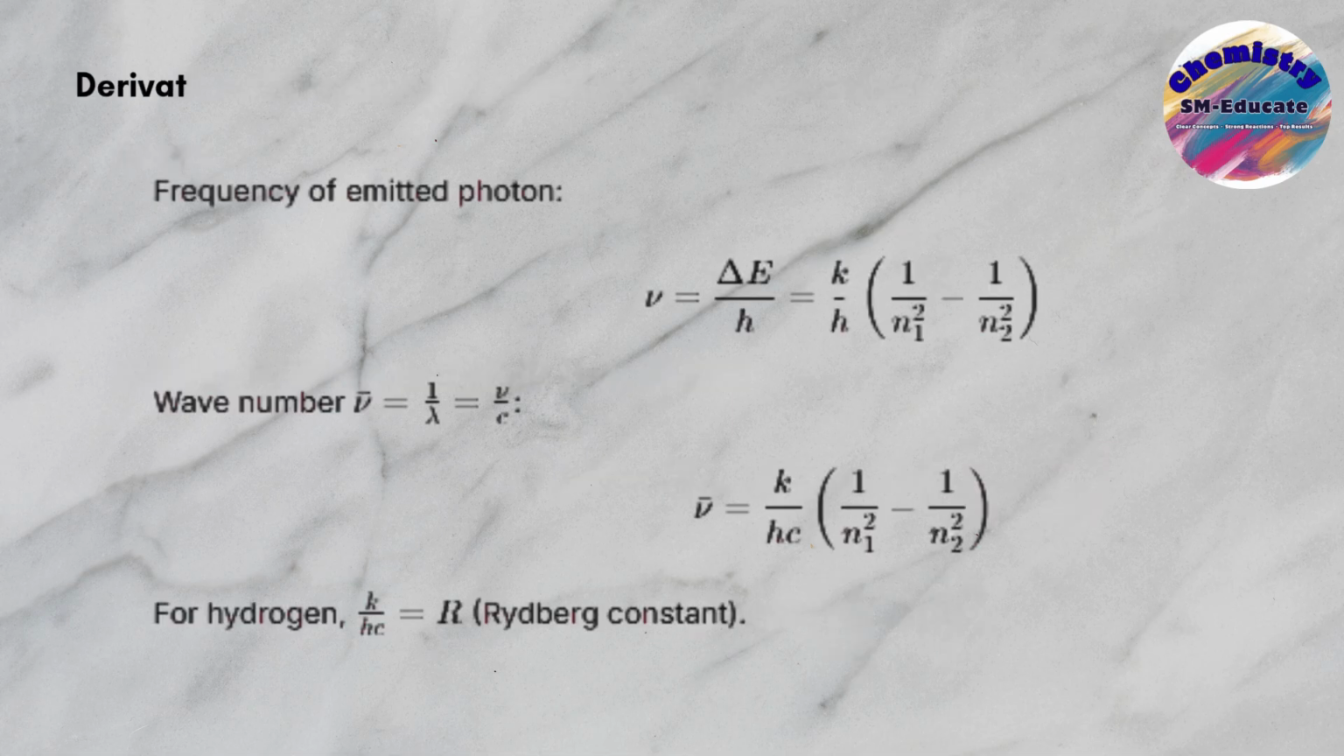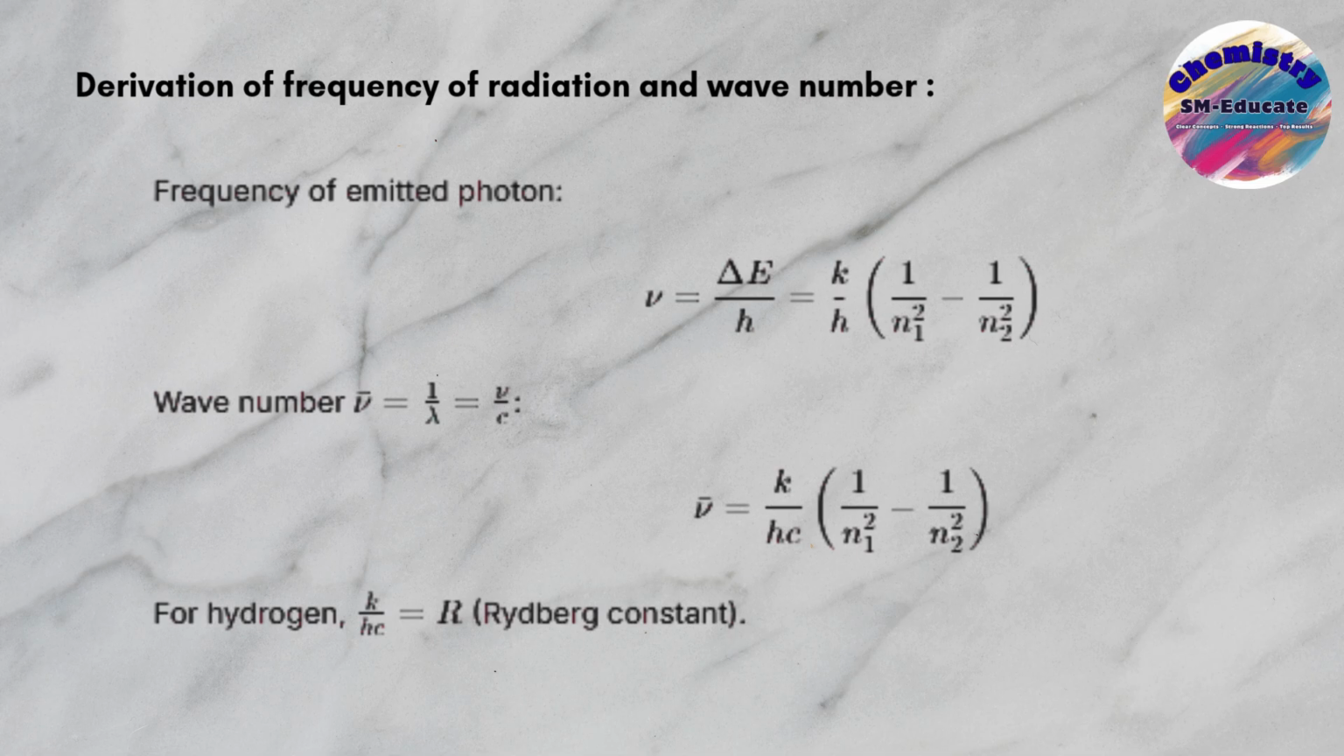Third, frequency of the photon. According to Planck's equation, energy of a photon is equal to Planck's constant h times frequency, so frequency equals delta E divided by h. Substituting the expression for delta E gives frequency equals k over h multiplied by the same bracket. Fourth, wave number, denoted by nu bar, is defined as 1 over wavelength. Since speed of light equals frequency times wavelength, we have frequency equals c times wave number. Replace frequency in the equation with c times wave number and divide both sides by c. This gives wave number equals k over hc, multiplied by the bracket.